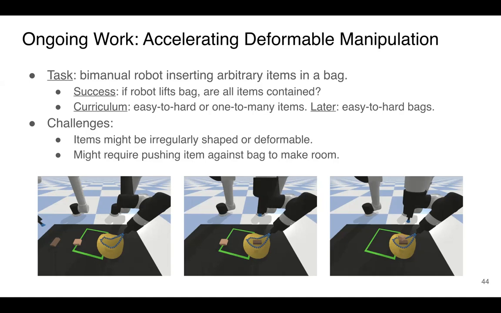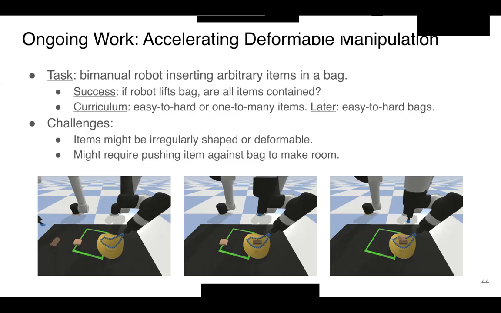So what are the options for curriculum learning? Some options include going from an easy to a hard item. Some items might be easy to insert, like a small cube. Some items might be harder, they might be very irregularly shaped, so they have to be inserted at an appropriate angle and so on. Another idea of a curriculum would be trying to train a robot that can first put 1 item in a bag. Once it's able to do that, can it put 2 items in? If it's able to do that, can it put 3 items in?